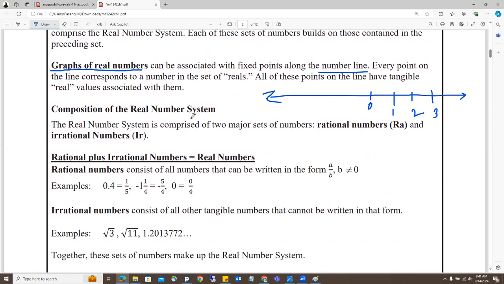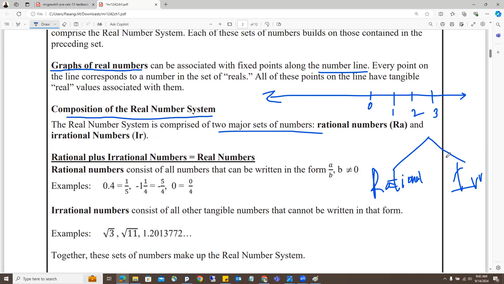Then the composition of the real number system. Basically, this real number system consists of two different sets. One is rational numbers. The other one is irrational numbers. So the real number system is comprised of two major sets of numbers. What are those two major sets? We call them rational number sets, and we mark them as RA. The other category is irrational numbers, and we call it IR.